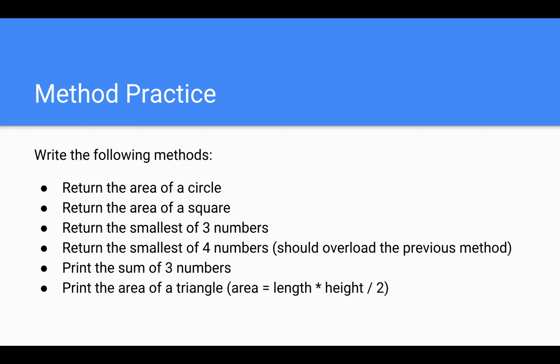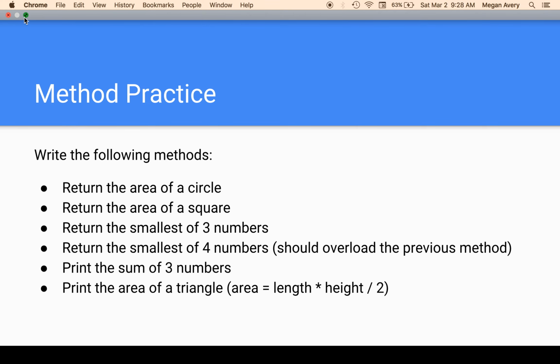So here's some method practice. We want to return the area of a circle, return the area of a square, return the smallest of 3 numbers, return the smallest of 4 numbers, which should overload the previous method, print the sum of 3 numbers, and print the area of a triangle, which is length times height divided by 2. So let's see.